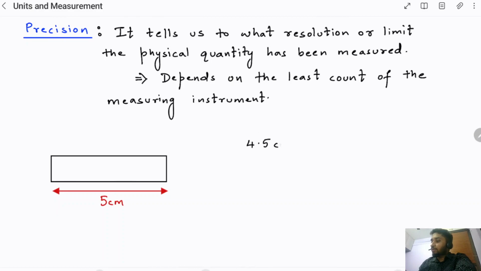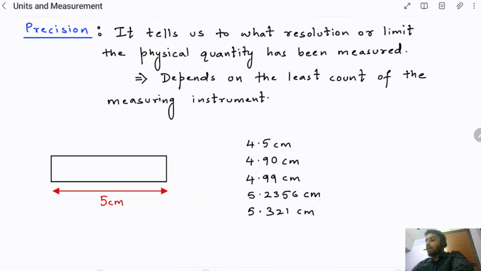4.5 centimeter, 4.90 centimeter, 4.99 centimeter, 5.2356 centimeter, and 5.3 centimeter.